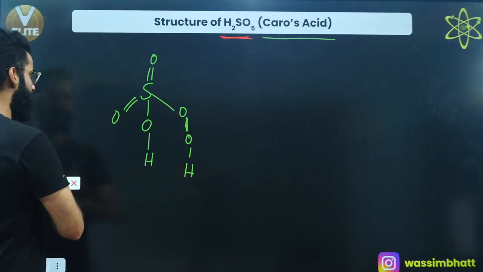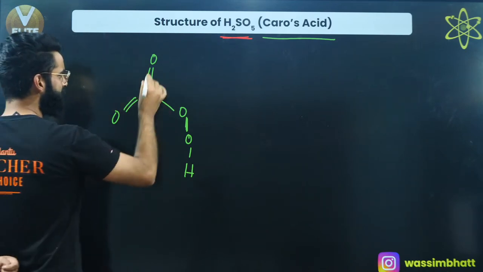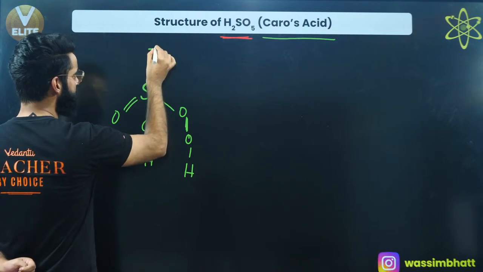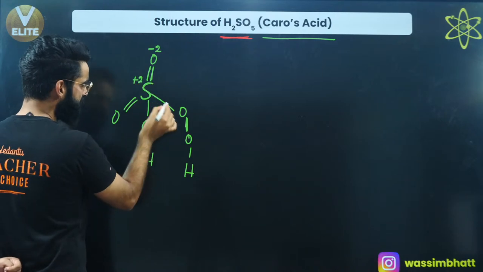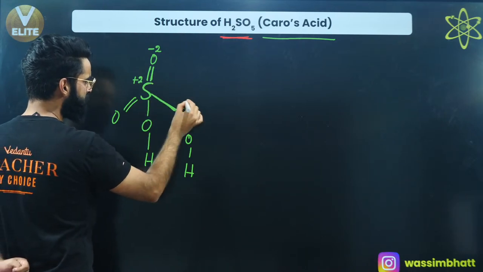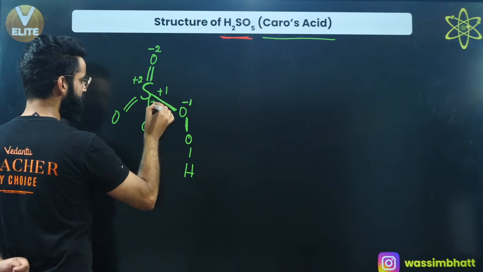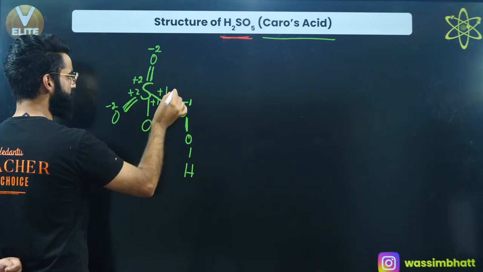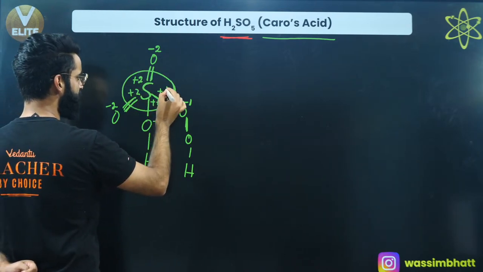Now, if I ask you, what is the oxidation state of sulfur right here? What you'll clearly see is that this is sulfur double bonded to oxygen. Oxygen being more electronegative, it is going to show an oxidation state of minus 2, and sulfur is going to show plus 2. Due to this single bond, oxygen again is more electronegative, so minus 1, plus 1. Due to this single bond, minus 1, plus 1. Due to this double bond, it's going to be minus 2 and this is going to be plus 2. So what is the net charge coming on sulfur? 2 plus 2 is 4, 4 plus 1 is 5, 5 plus 1 is 6.